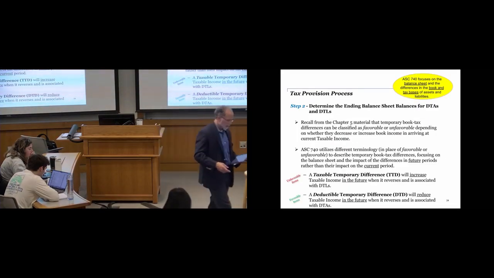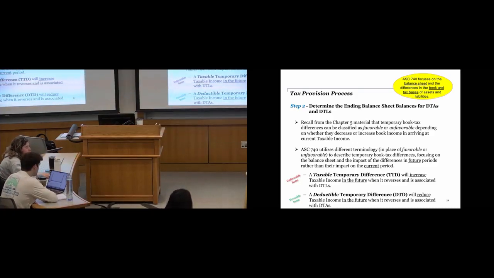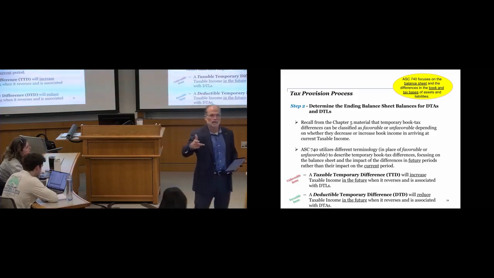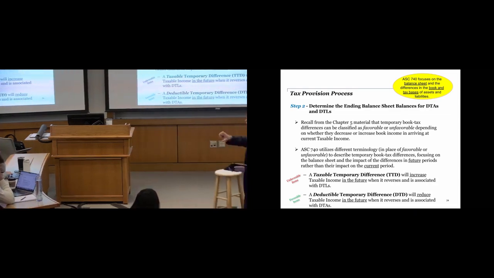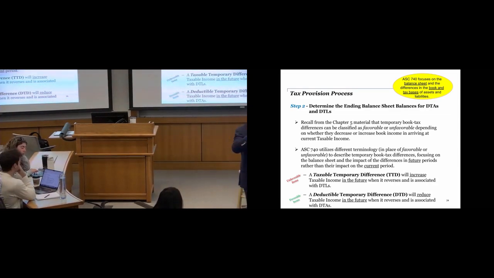Okay, so step 2, we're going to be determining the ending balance sheet balances for DTAs and DTLs. DTAs are deferred tax assets. DTLs are deferred tax liabilities, right? Balance sheet items. Okay? So we're always going to be toggling between entries that are partially balance sheet, partially income statement. Okay? We've got to account for these differences, book tax differences, deferred items, future items in the financial statements.